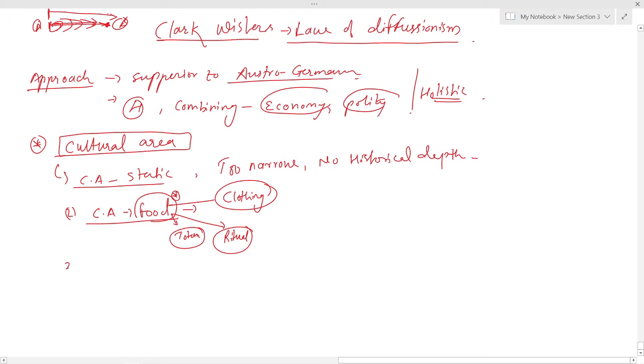People were also uncertain whether a cultural area can be constructed on a wider region. That was one of the questions, basically the doubts, that were asked by the anthropologists. Now Wissler was aware, but he could not solve any problem. It wasn't that he was ignorant of the facts. No, he knew the facts, but he couldn't solve the problem.